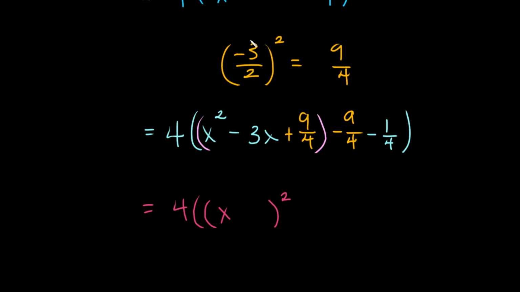Well, you take this, let's say this coefficient here, and divide it by 2. That's the number that goes right here. If you take -3, divide by 2, that's what you put. So -3 divided by 2 is just -3/2.